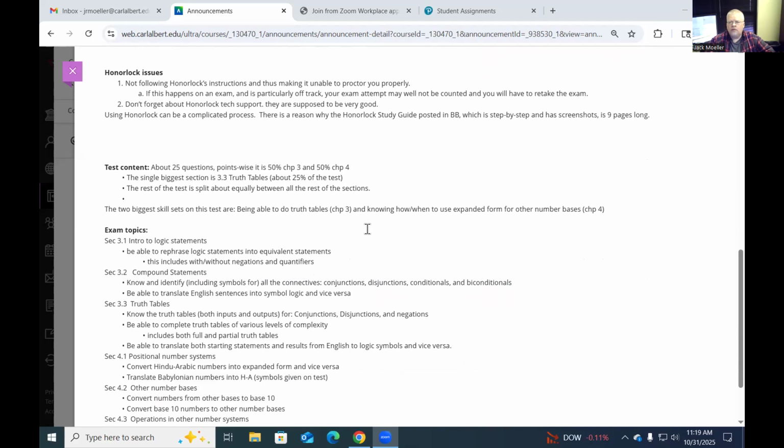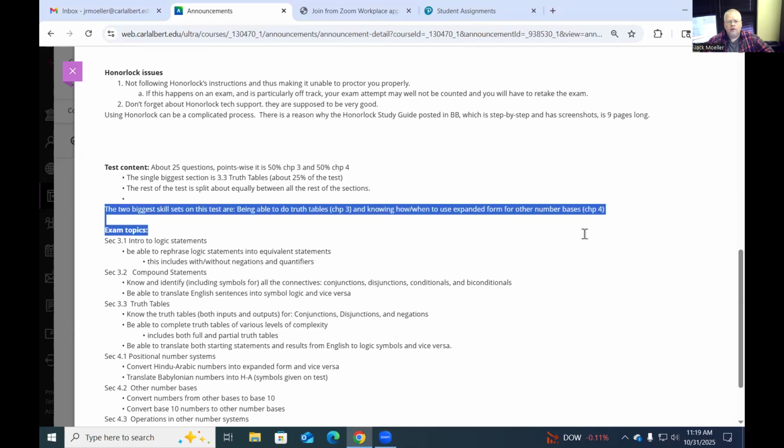So just a quick overview of the test content. It's about 25 questions, which is my normal test length. Point-wise, it's half and half between chapter 3 and chapter 4. There are a few more questions from chapter 4, but they tend to be a little bit shorter questions, so they're not worth as many points. The single biggest section on this test is the truth table section from 3.3. That's a quarter of the test points. And then all the rest of the points are evenly split between the other two sections of chapter 3 and the 4 sections in chapter 4.